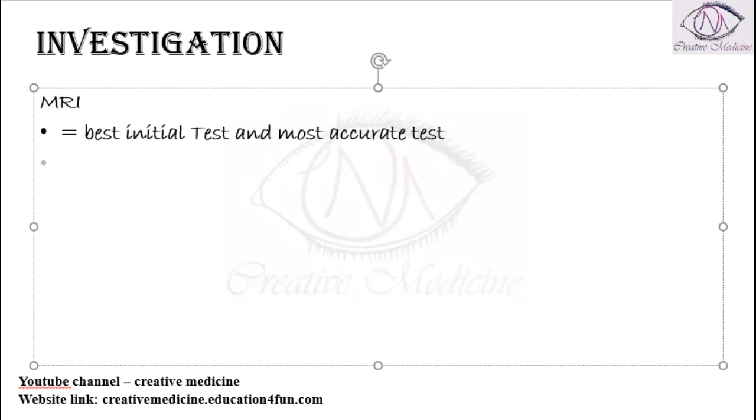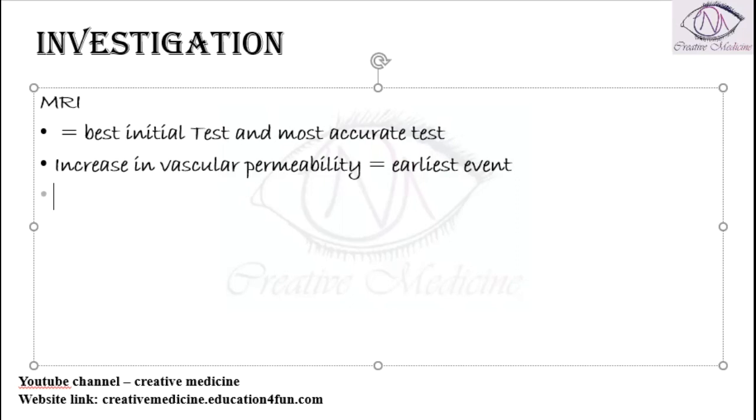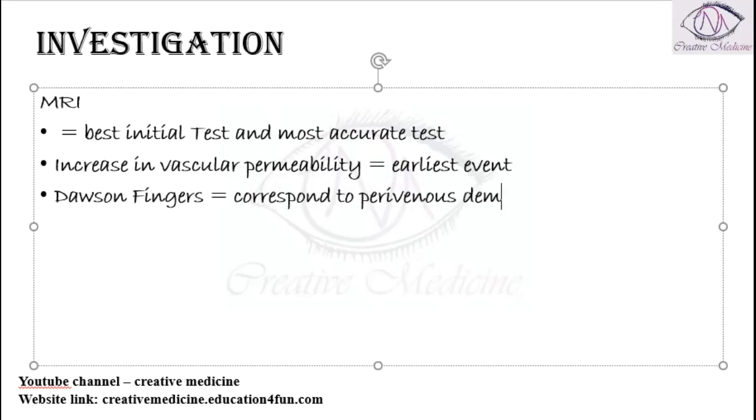In an MRI, you will see that there is increase in vascular permeability, which is the earliest feature you see in MRI. It is the earliest event which occurs normally. So this increase in vascular permeability is seen as number one. First and foremost, Dawson's fingers can be seen. These will correspond to perivenous demyelination regions which are present around the ventricles.